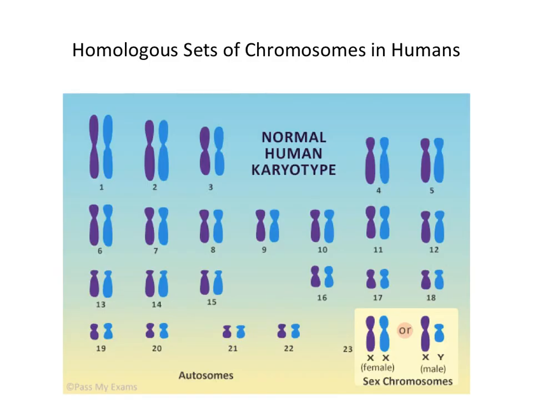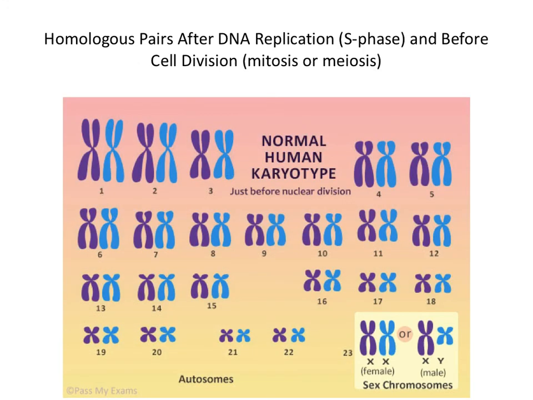Here's a set of non-duplicated chromosomes. They must be in G1. And here is a set of duplicated chromosomes. They must have already undergone S phase, but not divided yet.